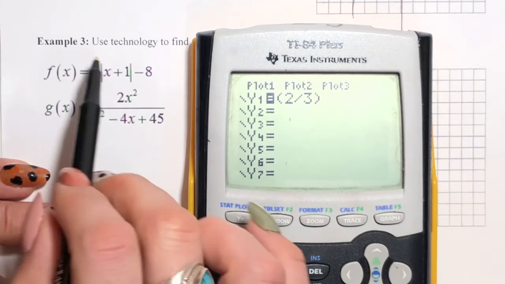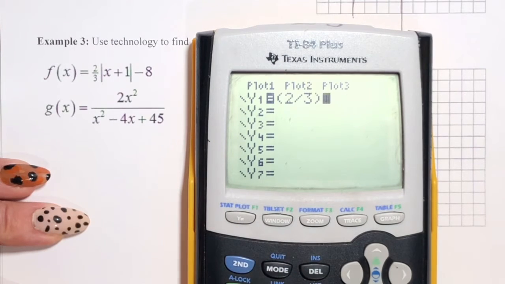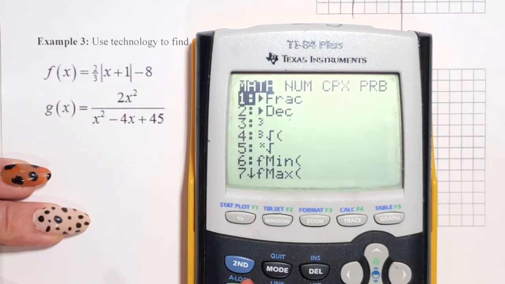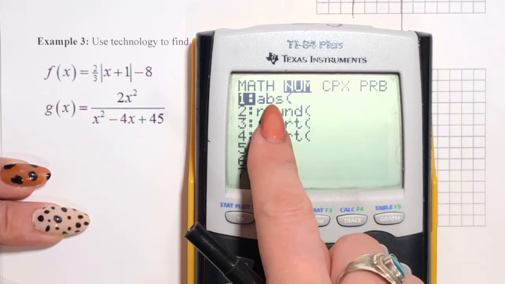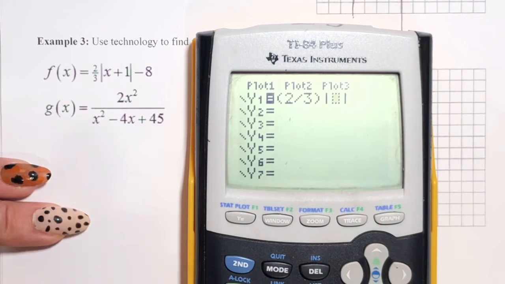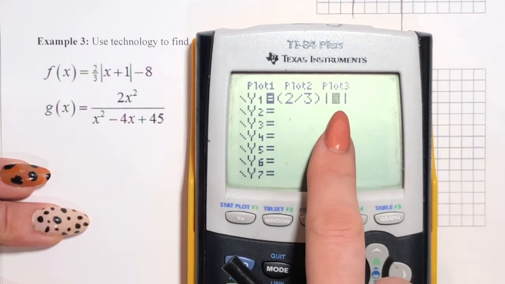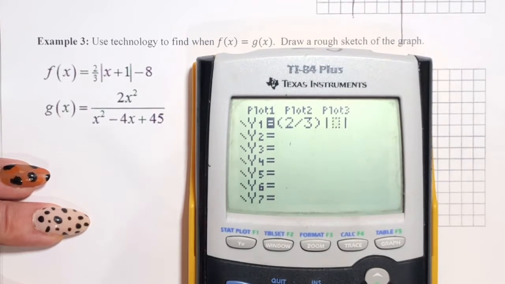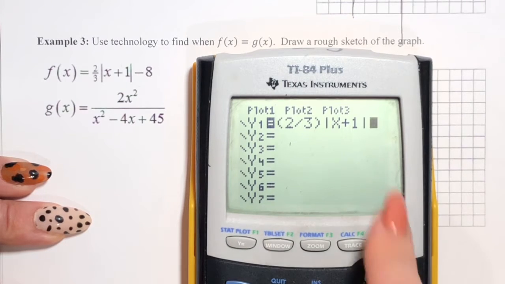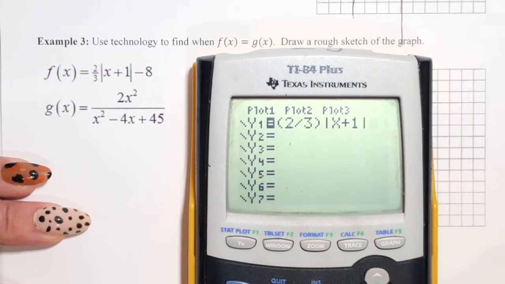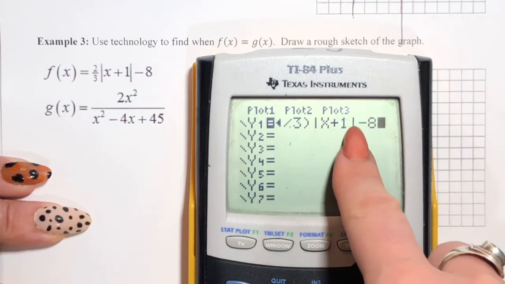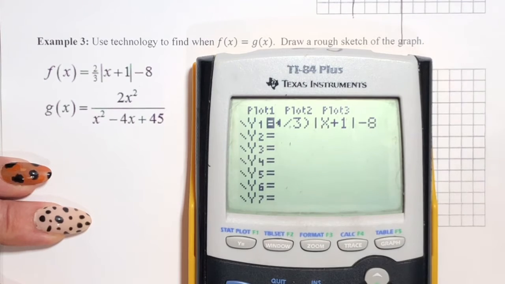And then to get your absolute value function, you need to go to math. And then we're going to go over to the number column. And it's this first one, abs, will be your absolute value. And see that it'll give you those 2 little lines, and then a box to type in the inside part. So on the inside we want x plus 1, and then use your arrow key to go past that line, and now we want to do the -8.